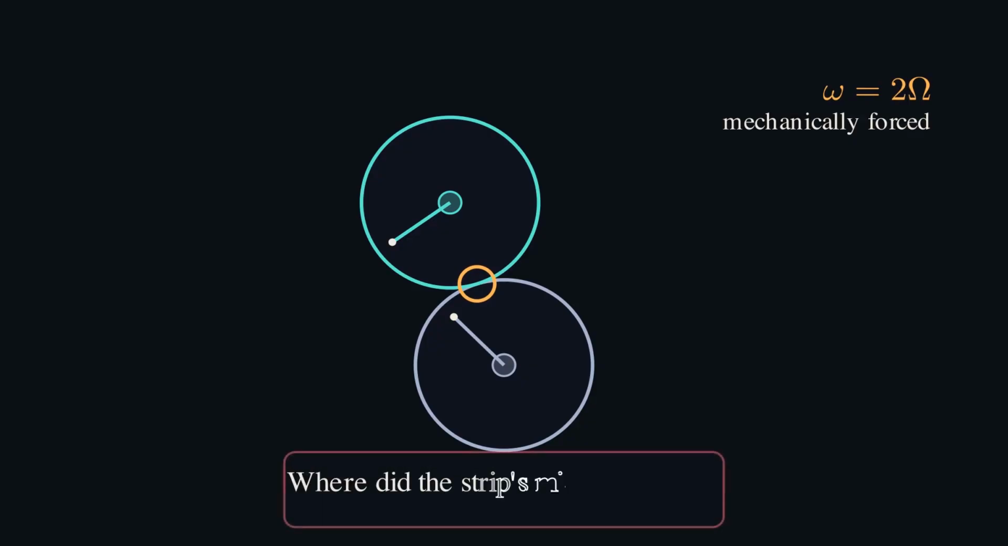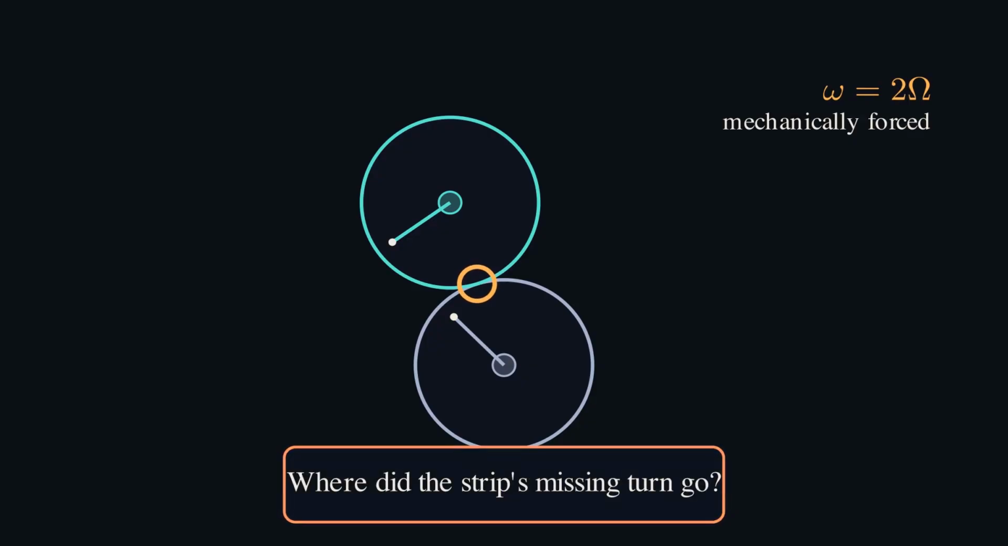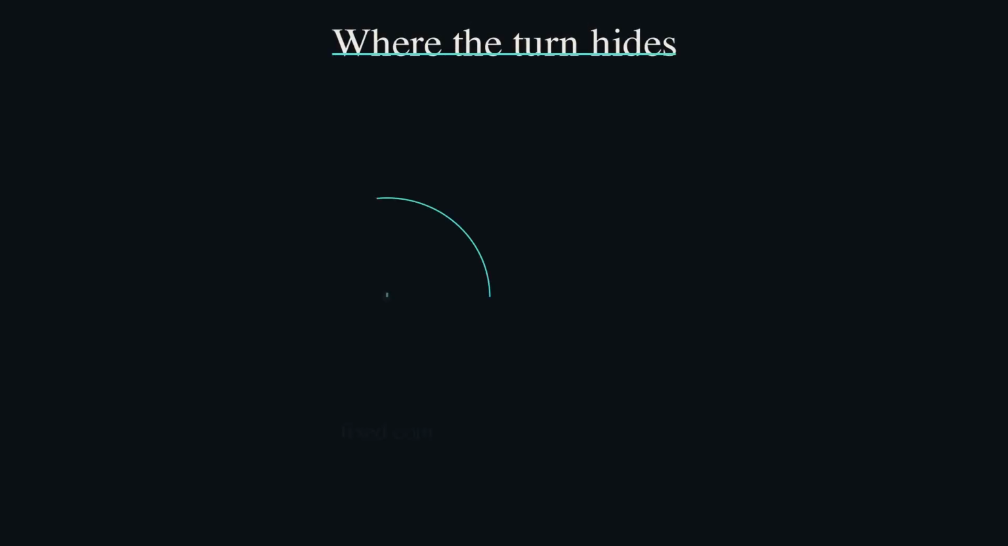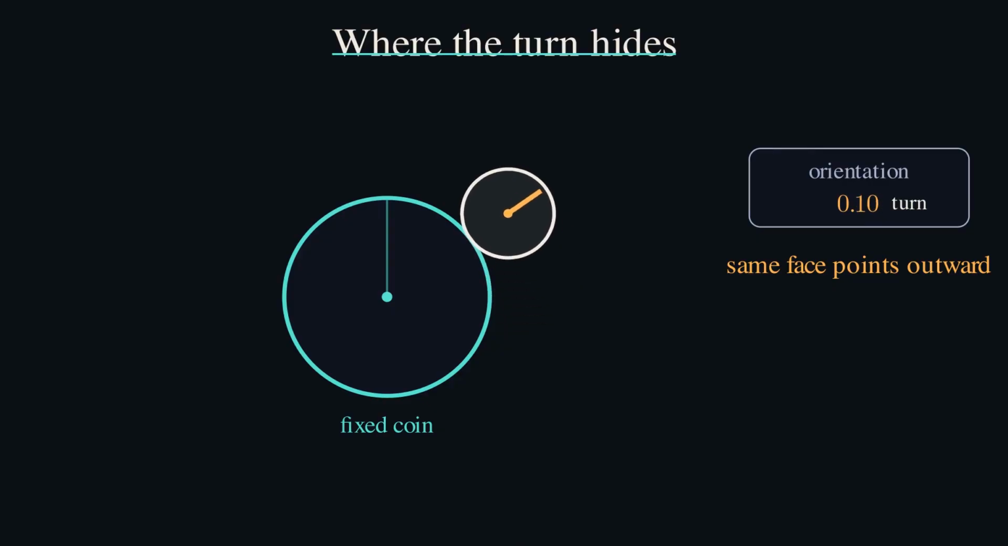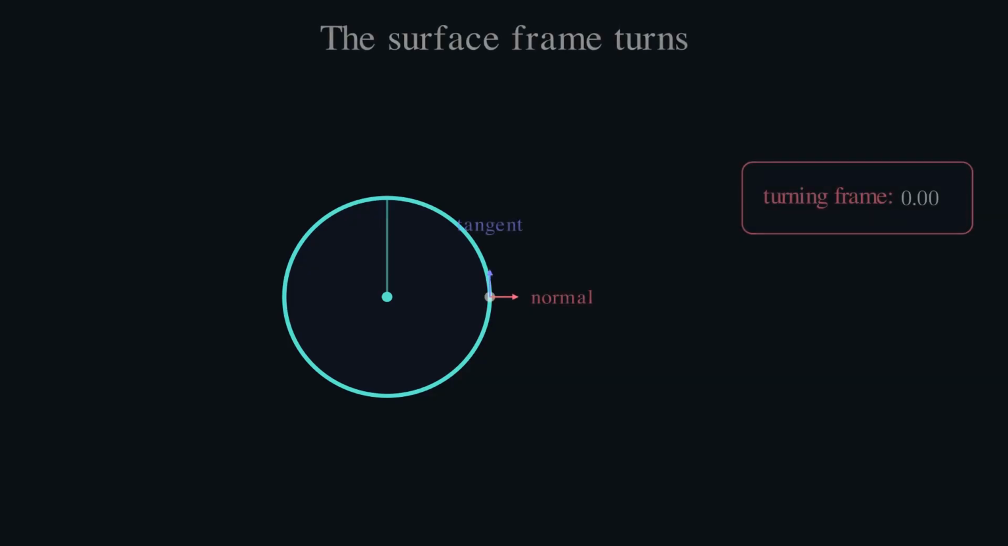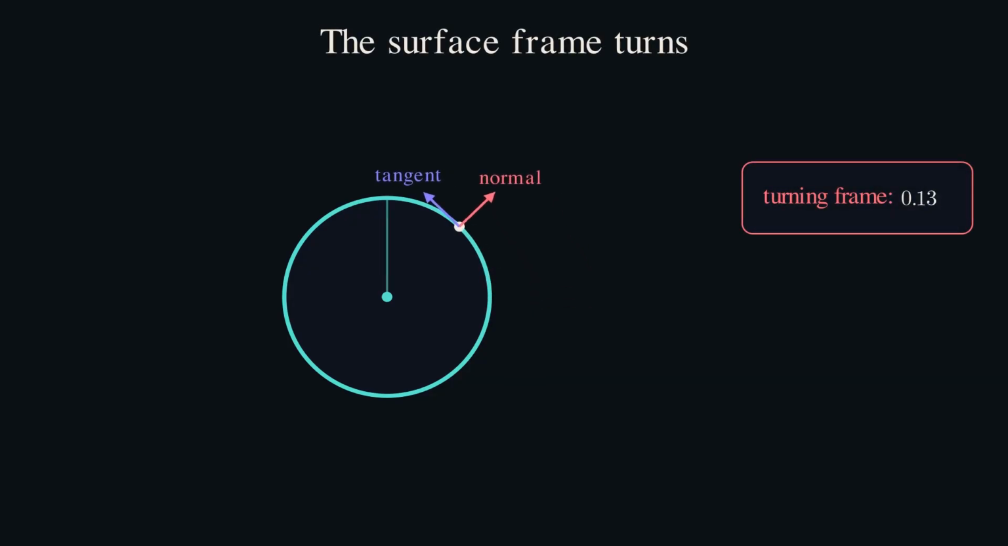But the original straight strip argument is still sitting there, looking betrayed. Where precisely did its missing turn go? The straight strip didn't lose a turn. Bending the track added one. Picture carrying the moving coin around the fixed one while refusing to let it roll relative to the local tangent. Keep the same face of the moving coin aimed outward at all times. After 1 circuit, that face has gone right, up, left, down, and right again. Relative to the room, the coin has rotated once, even though relative to the track it hasn't rolled at all. That's the hidden turn. The track's tangent makes 1 full rotation as you go around any simple circle.